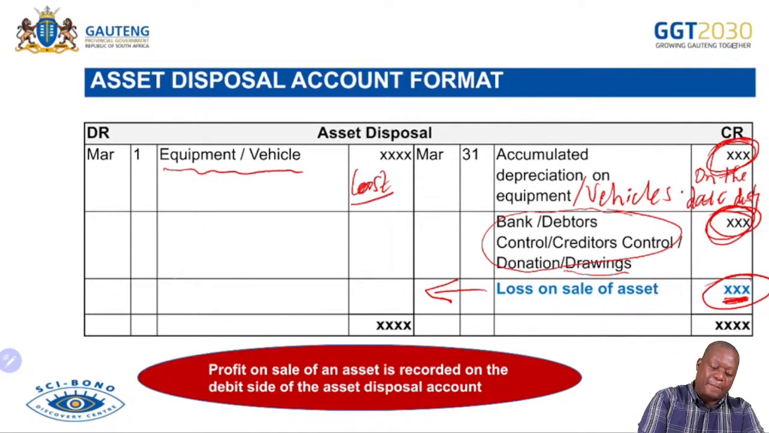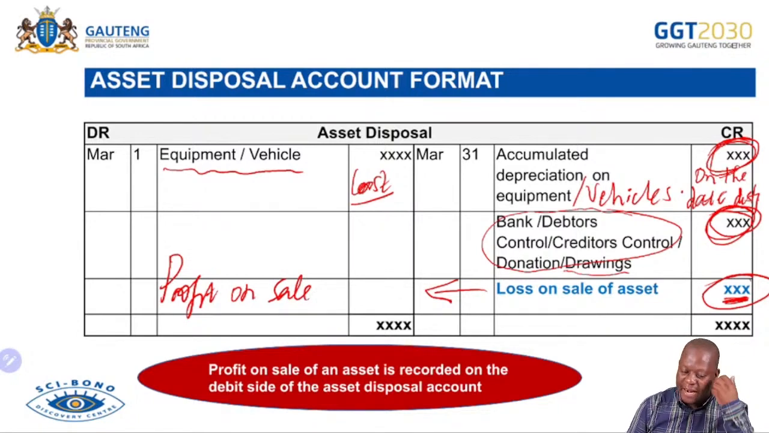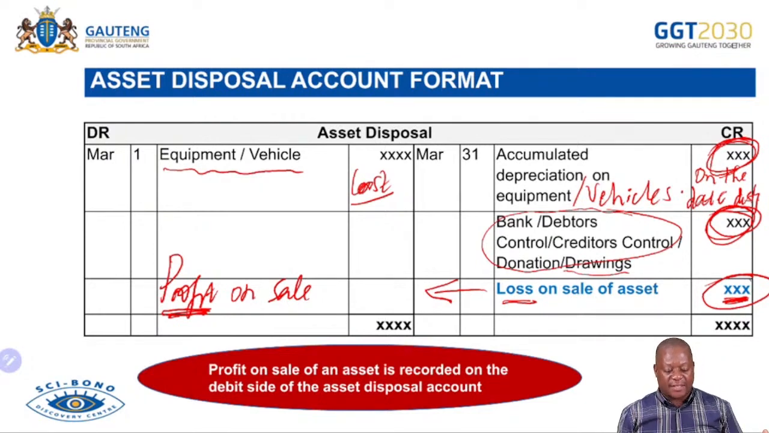And whenever that happens, this becomes profit on sale of asset. The minute there is a balancing figure on the debit side, it becomes profit. So if it's on this side, it's loss, but the minute it moves to the debit side, it becomes profit. So here we are saying profit on sale of an asset is recorded on the debit side of the asset disposal account.